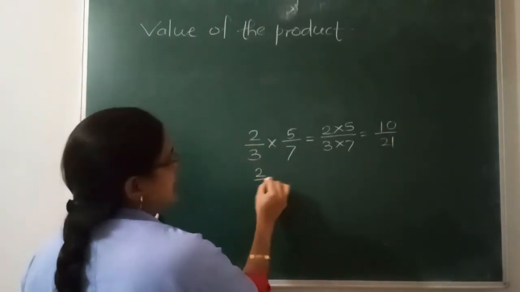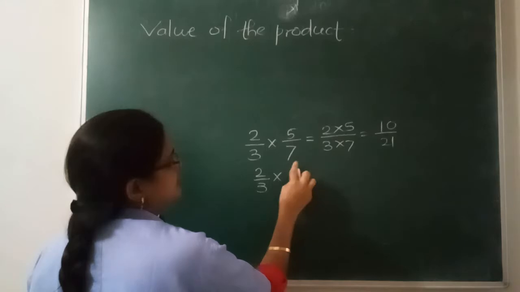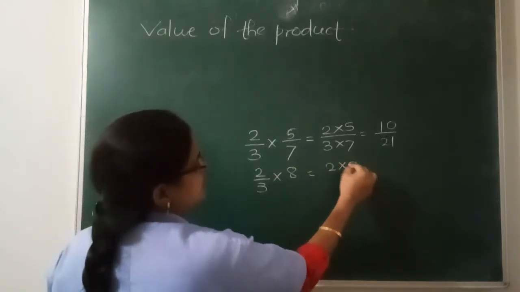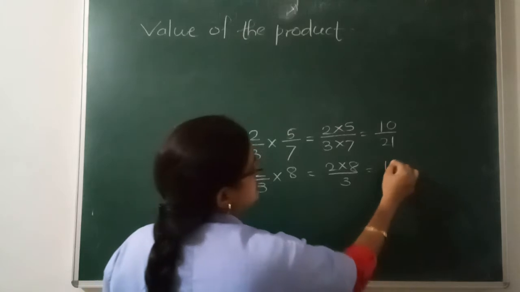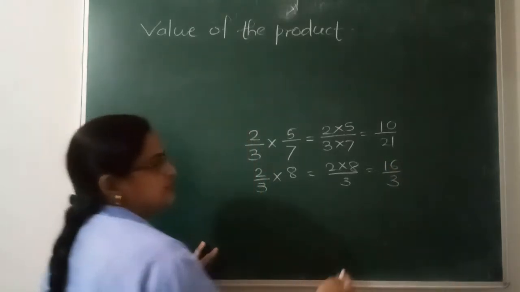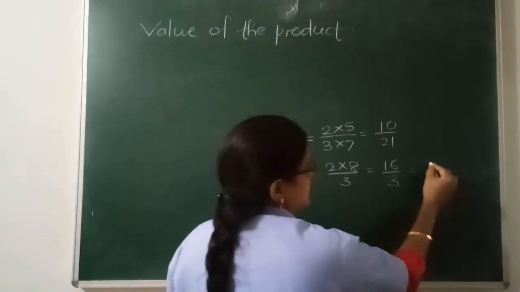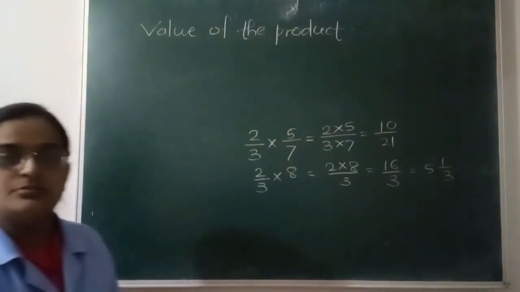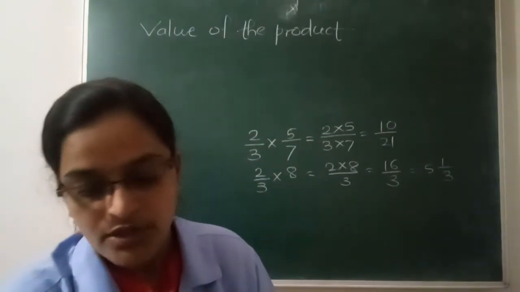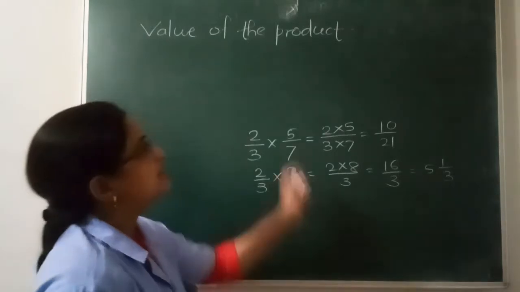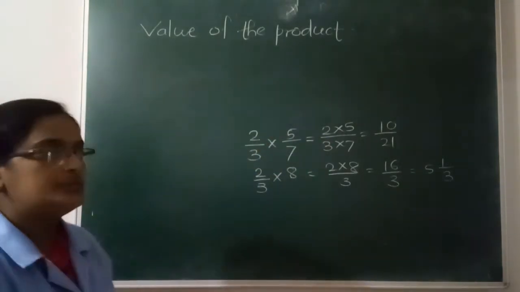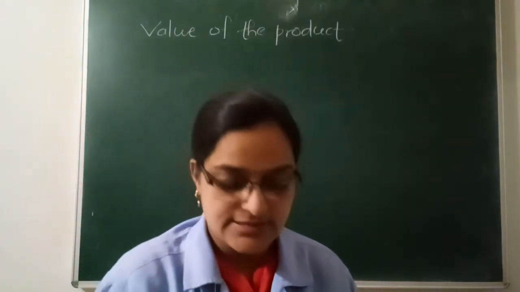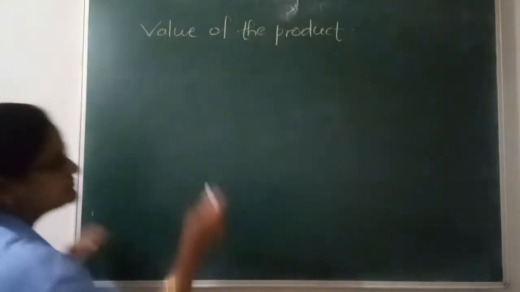If you have to multiply a fraction by a whole number, then also it is 2 into 8 upon 3, that is 16 upon 3, and you can further convert it into a mixed fraction. Okay, so this is how we multiply the fractions. Now we will see something regarding the value of the product. For that, let us consider a few multiplications.